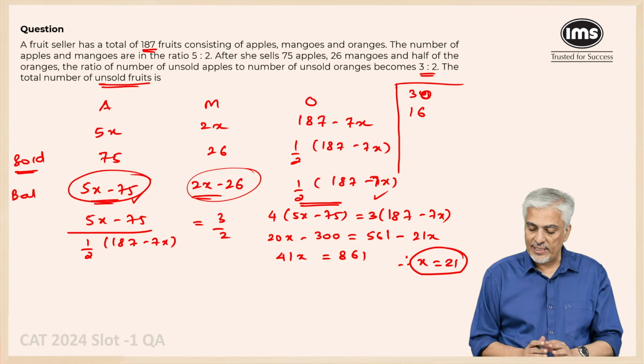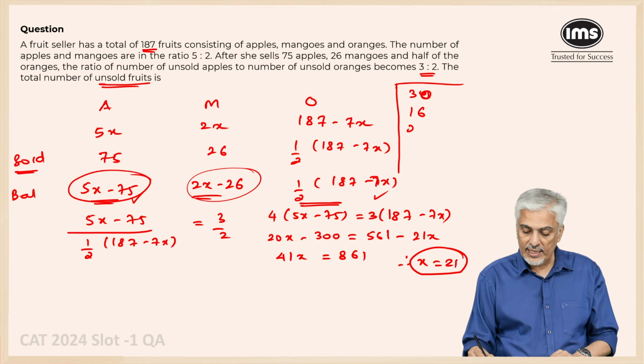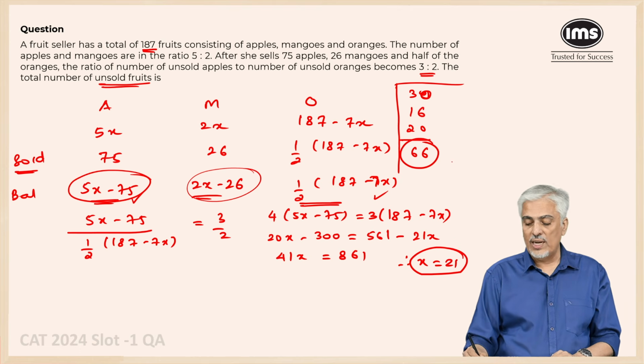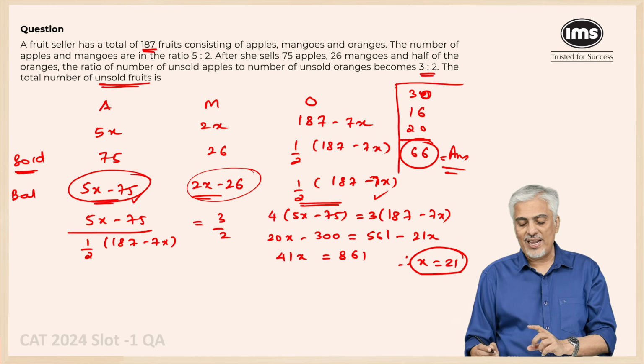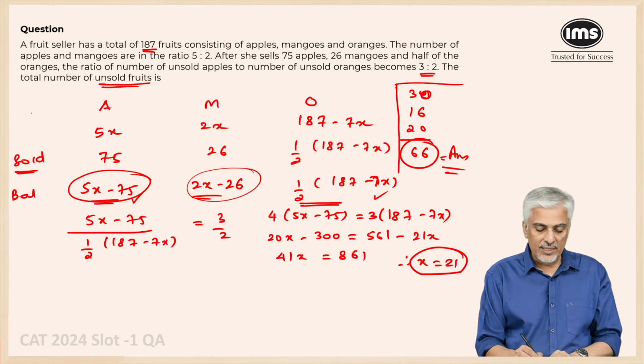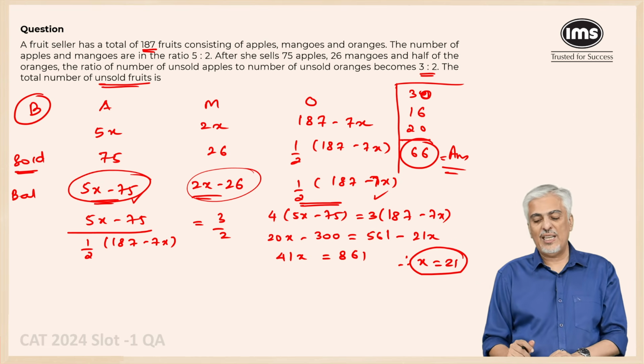And 187 minus 7x and half of that. So 187 minus 147 is 40. Half of 40 is 20. So that's 66. It's a trap question. So the answer is 66. Easy question, but a lot of calculations and you have to do it very carefully. I would put it as level B and not a level A question because there were chances of making mistakes.